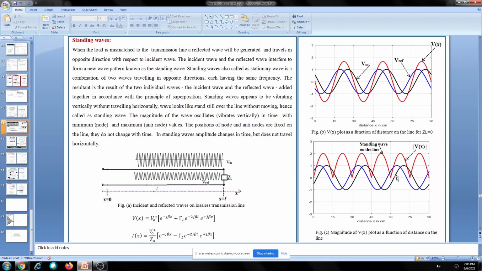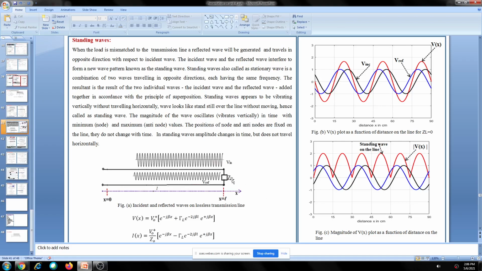This is the one. If you draw the magnitude of this, this red color one is the resultant of the addition of the reflected and incident wave. If you take the magnitude and plot, it looks like this. Whatever I have drawn here is for ZL equal to 0.